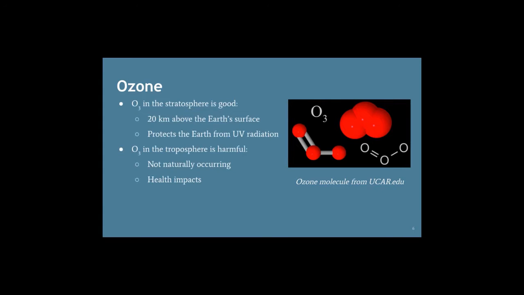Ground ozone, also known as tropospheric ozone, is ozone that is located in the troposphere, the layer of Earth that is closest to the Earth itself, and it's the layer that humans live in and that experiences weather. This ozone is bad because tropospheric ozone is harmful to both humans and plants.